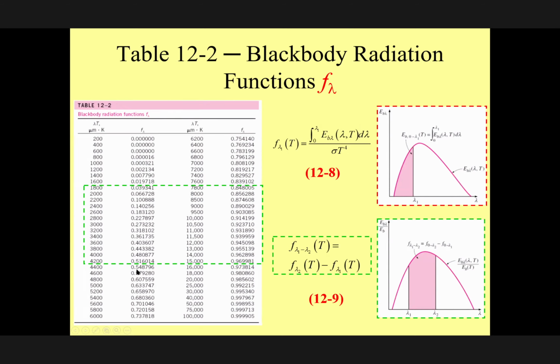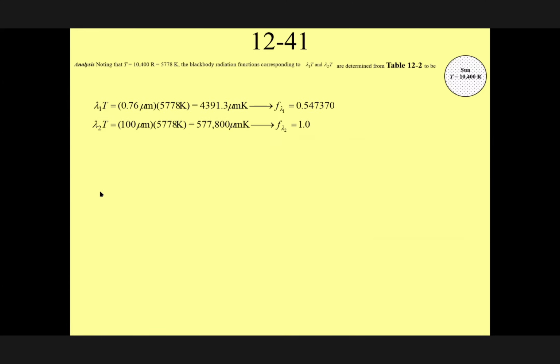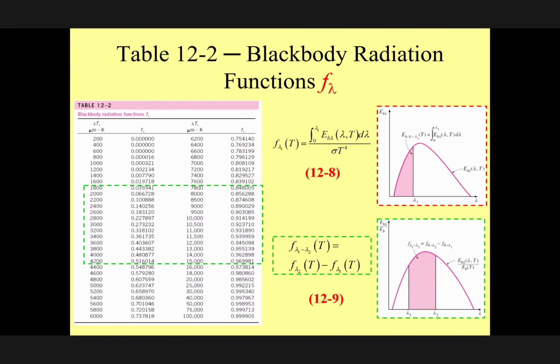Okay, practice it, please. Again, here is this one, 4391, that number, and you calculate lambda 2 T, the lambda is 100 micrometers, temperature is this one, and this becomes this number, 577800. If you would like to go back, I'm sorry, again, let me go back here and end up at some places around this number, okay?